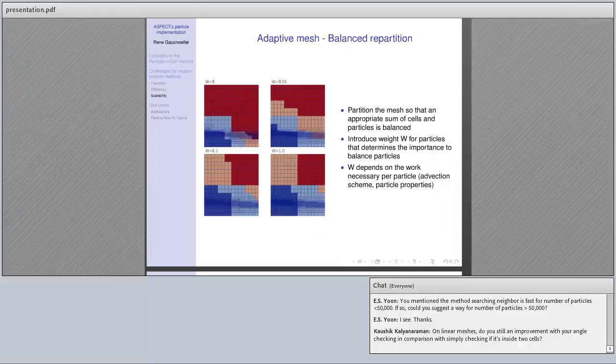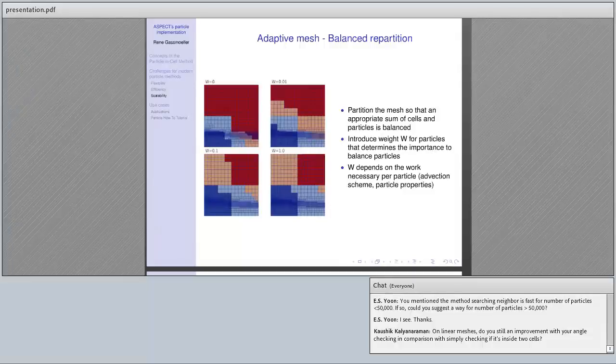Let's see what this balanced repartition method looks like to visualize it. The general idea is to partition the mesh so that an appropriate sum of the number of cells and the number of particles is balanced. So essentially, you introduce a weight, for example, W, for particles that determines how important it is to balance the number of particles compared to the number of cells.